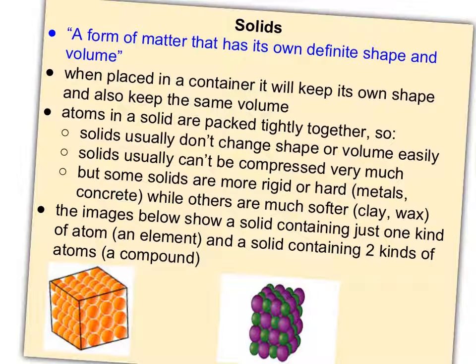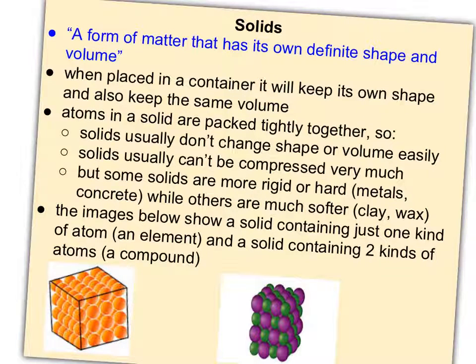Solids. Solids are a form of matter that has its own definite shape and volume. This means when you put a solid in a container, it will keep its own shape and it'll keep its volume. The atoms in a solid are packed tightly together, so solids don't change shape or volume very easily. They can't be compressed very much, if at all. Some solids tend to be more rigid or hard, like metals and concrete, while others are much softer. In fact, you might think, is this really a solid, such as clay, wax, jello, butter?